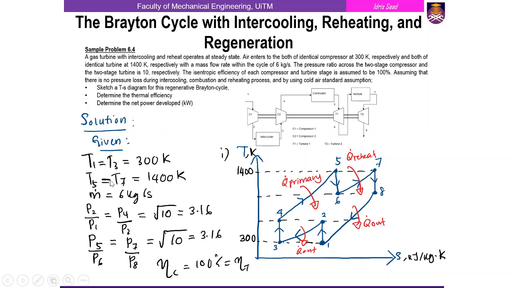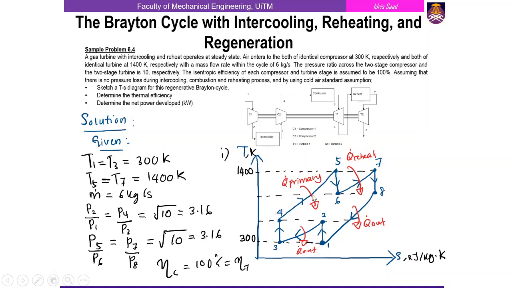Okay, so we have the given temperature at points 1 and 3. We assume identical, so therefore the temperature is the same. And points 5 and 7 are also identical. We assume this is the same. So this is your TS diagram. Points 1 and 3 are the same temperature, 300. Okay, so it's given directly in the question. And the outlet is at point 4.